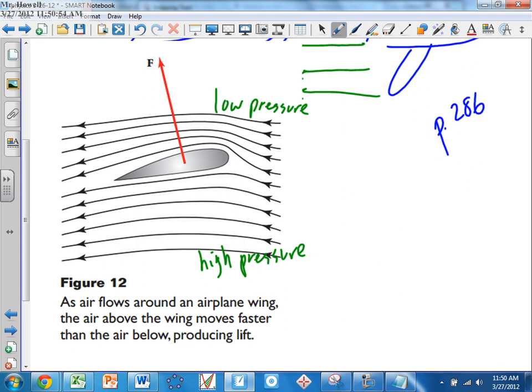So there's low pressure. If you have more pressure below than above, what's going to happen? It's going to lift up. And that's where this force due to the lift comes about. That's how an airplane actually works. Now, there's something called drag. Drag is air resistance. And if the force of lift is greater than the force of drag, you fly. That's pretty much what an airplane is.